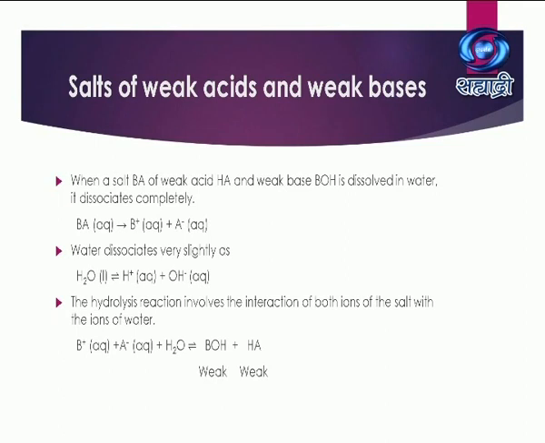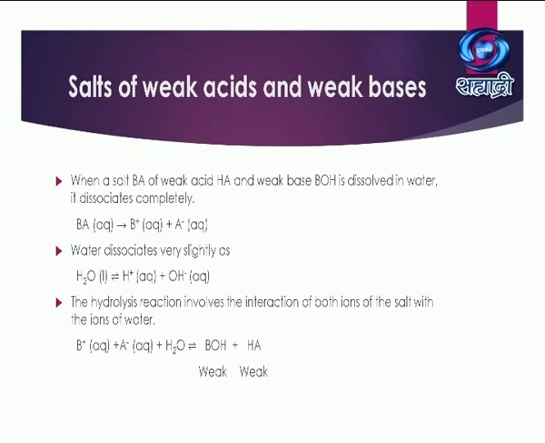OH minus ions are more than H plus ions. The nature of the solution is alkaline. But if HA dissociates to a larger extent, what will happen? H plus ions are present in excess. The nature of the solution is acidic. So if BOH, the weak base, dissociates to a larger extent, it means Kb is greater than Ka. If the weak acid HA dissociates to a larger extent, what does it mean? Ka is greater than Kb.